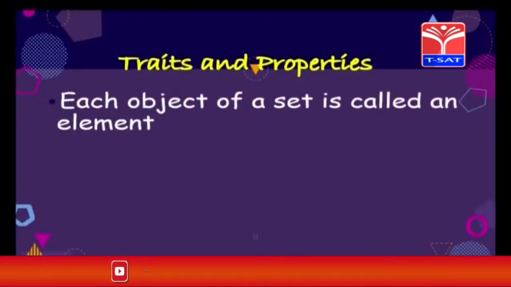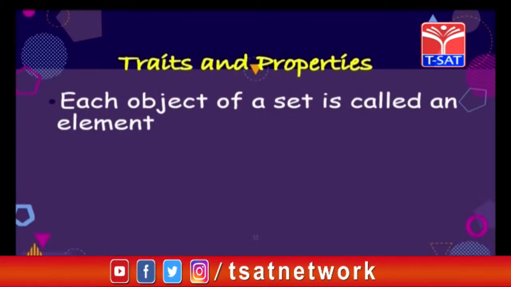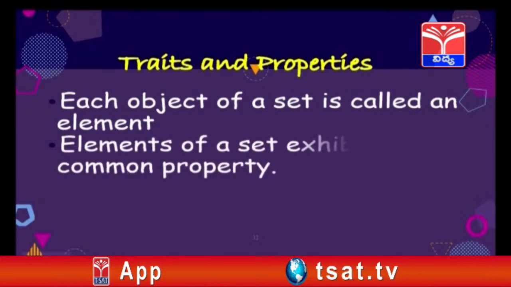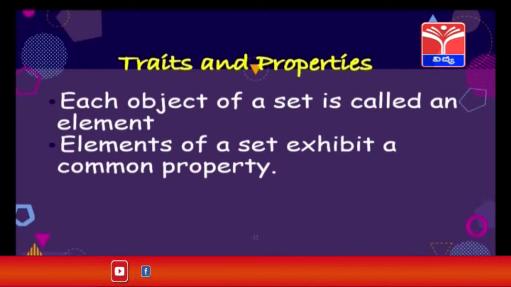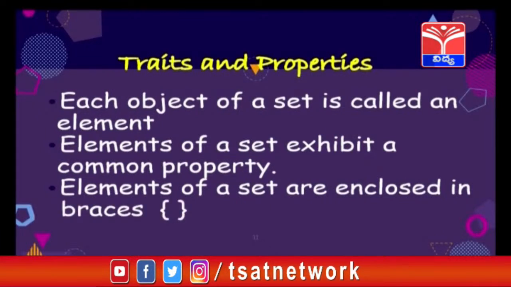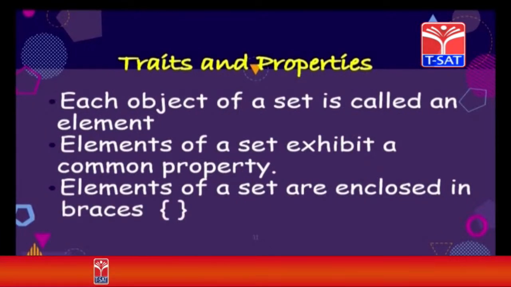Now, let us learn the traits and properties of it. Each object of a set is called an element. Whenever we are talking about a set, we call each object an element, and elements of a set exhibit a common property. Elements of a set are enclosed in braces. Whenever we are denoting the elements, we have to put them in braces.